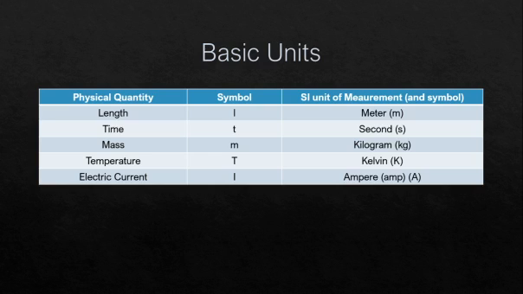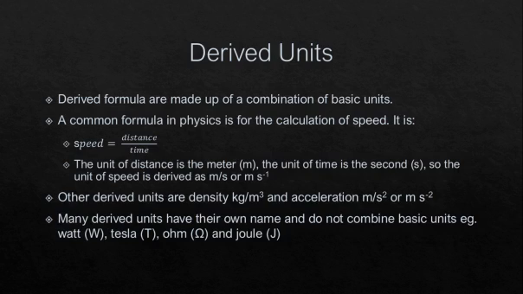Electric current, then, that's an I, not an L. So current is given the letter I for calculations, and it's measured in amperes, which are known as amps for short, which is a capital A. So they're all basic units. Then we have this new thing of derived units. Derived units are made up from a combination of basic units.